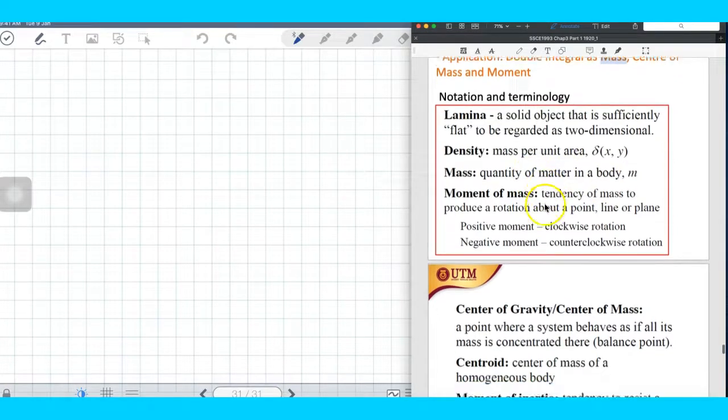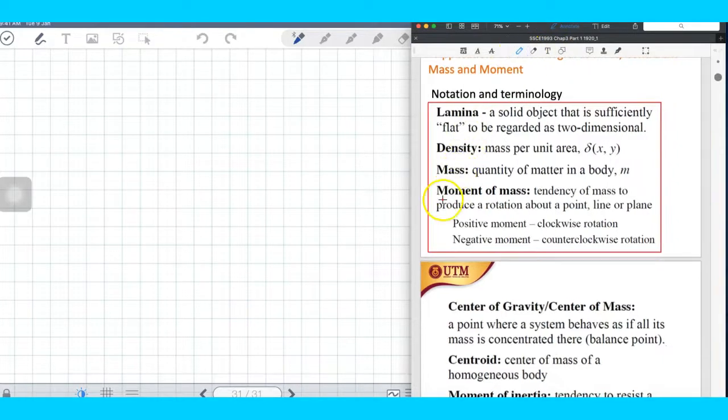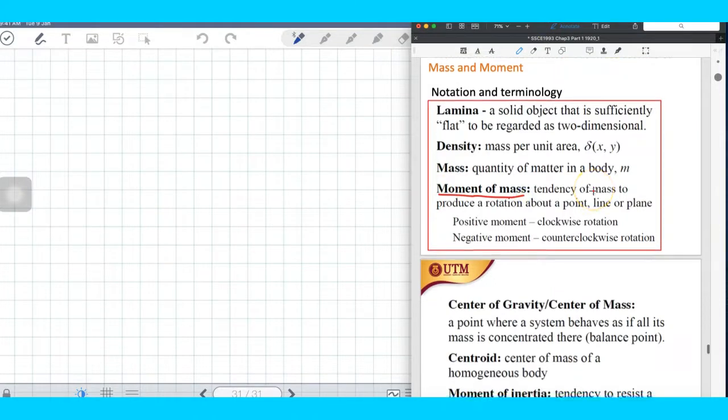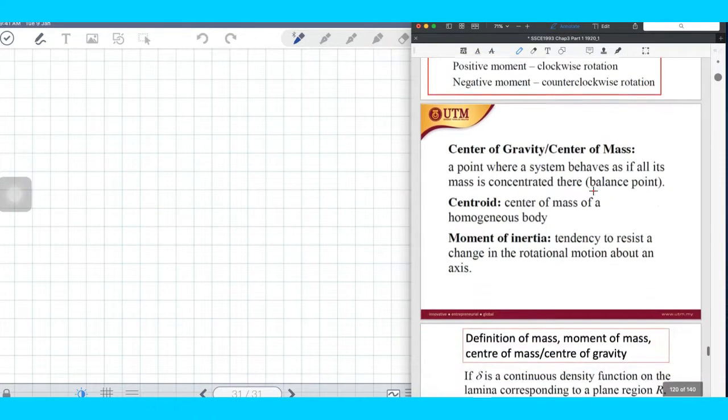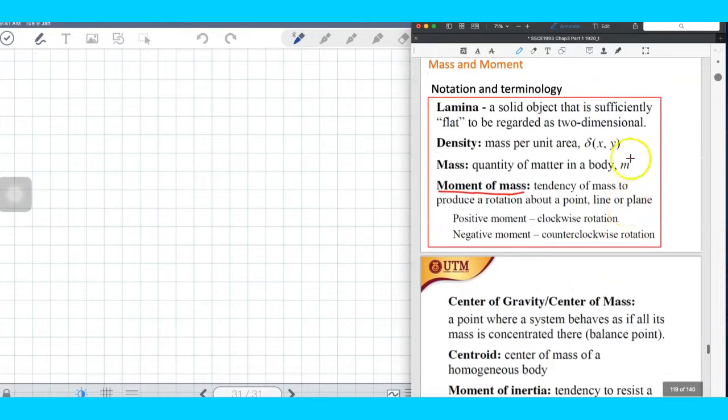You also have the moment of mass, which is given by the capital M. You can also find the words center of gravity or center of mass, and the word centroid, and you have the moment of inertia, which is given by I. I will show you the formulas later. So for the mass we use the small m, and for the moment of mass we use the capital M.